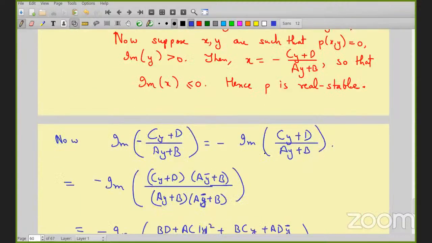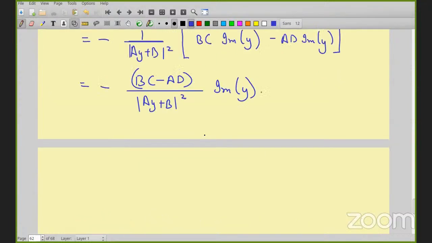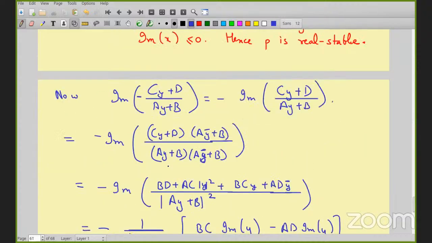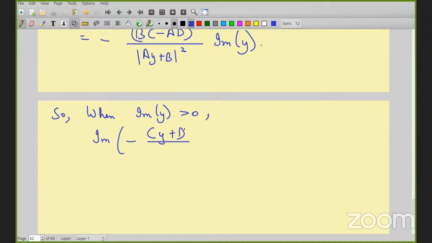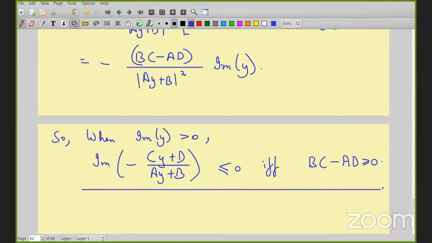Okay. So when Y is positive, minus this, whatever this thing was, CY plus D over AY plus B, is less than or equal to 0 if and only if BC minus AD is non-negative.